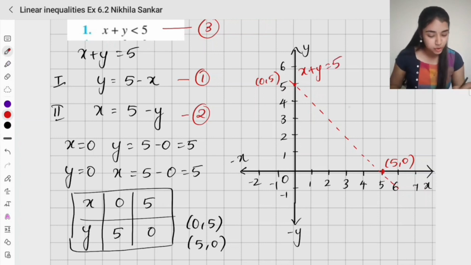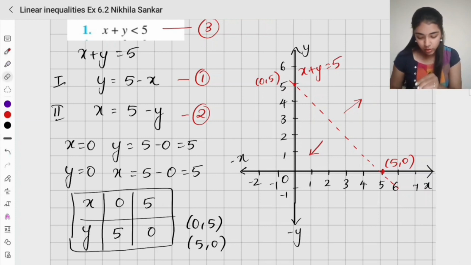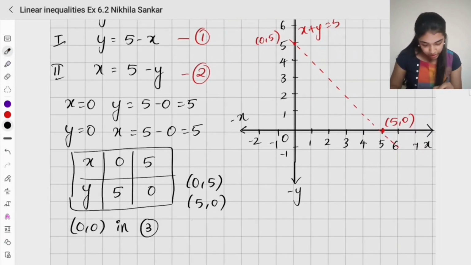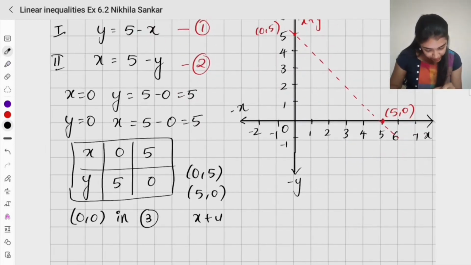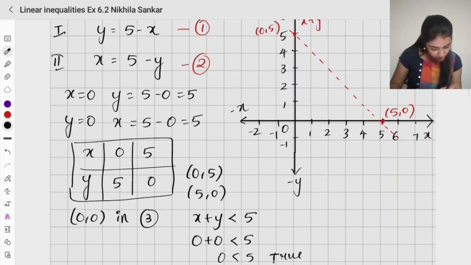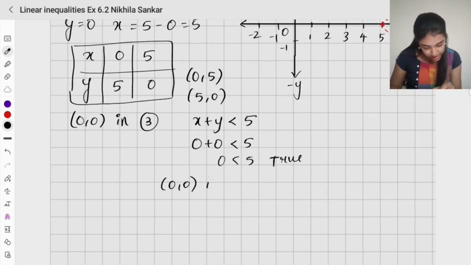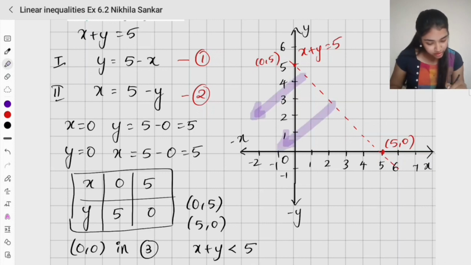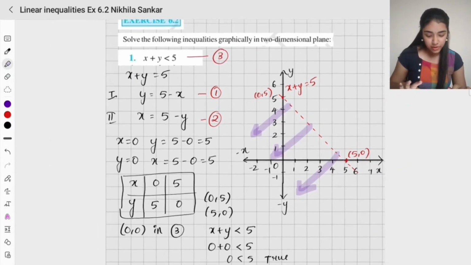Now we have to check whether our solution is on this side. So I have to check if 0, 0 is included or not. Okay, so I have to check that. So 0, 0 in inequation 3. So what is my inequation? X plus y less than 5. So when I substitute 0, 0, I'll have 0 plus 0 less than 5, 0 less than 5 which is true. So which means 0, 0 is included. So which is my region of solutions? It is going to be the lower half plane. So this is my solution. Okay, please copy.